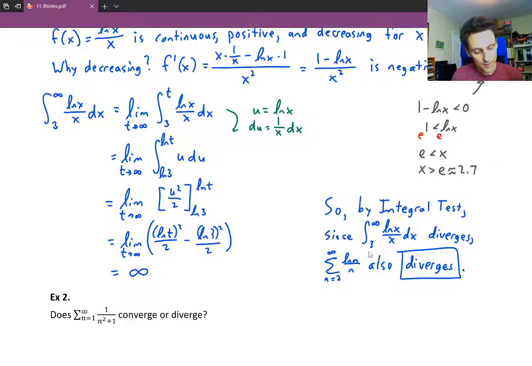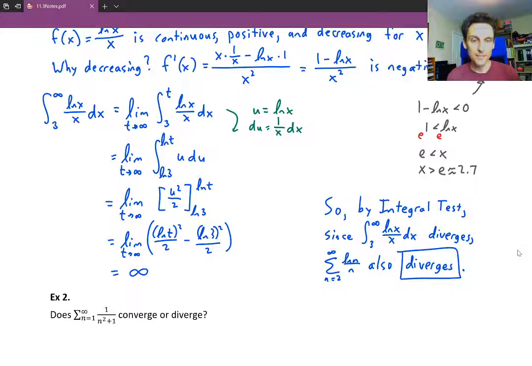Now, one small thing to notice is that here we wrote the integral from 3 to infinity of our function diverges, but yet the series from n equals 2 to infinity of ln n over n also diverges as a result. So do we need to worry about the 2 and the 3 not matching? The answer is no. It doesn't really matter what x value or n value you start at, as long as the function is continuous and positive and decreasing on that interval.